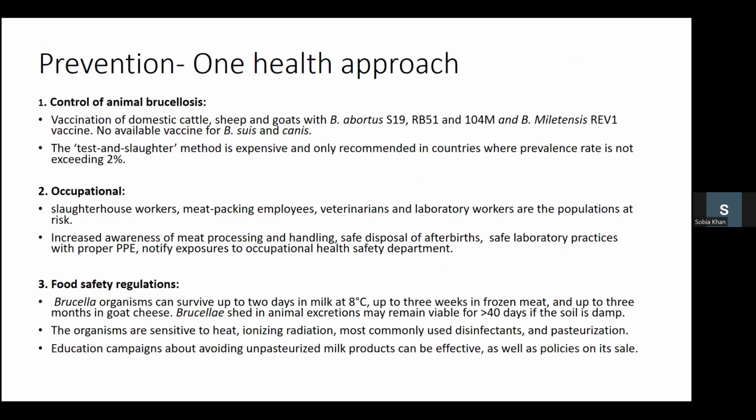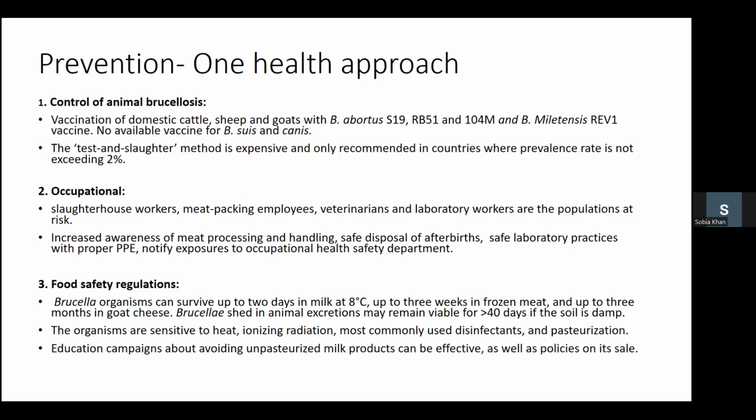Coming to the prevention of brucellosis, it is not a single person's job because it's a One Health approach and requires a multidisciplinary approach, because a zoonotic disease cannot be controlled in humans unless it is controlled in the animals. Control of animal brucellosis is crucial, and this can be achieved by vaccination of domestic cattle, sheep, and goats with Brucella abortus S19, RB51, and 104M vaccines. For Brucella melitensis, we have the Rev1 vaccine. However, there is no available vaccine for Brucella suis and canis.